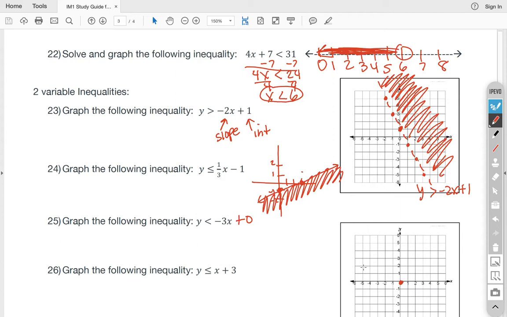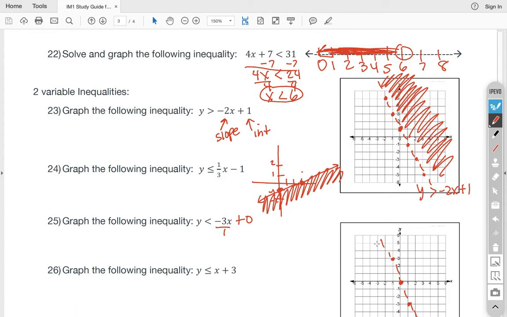And the slope is negative 3. We're going to go down 3 to the right 1 because there's no number on the bottom of the fraction. So it's always to the right 1. Up 3, 1. The only time it's not 1 is if there's a fraction and then they have a denominator. All right, so we're going to go negative 3, and it's a dotted line.